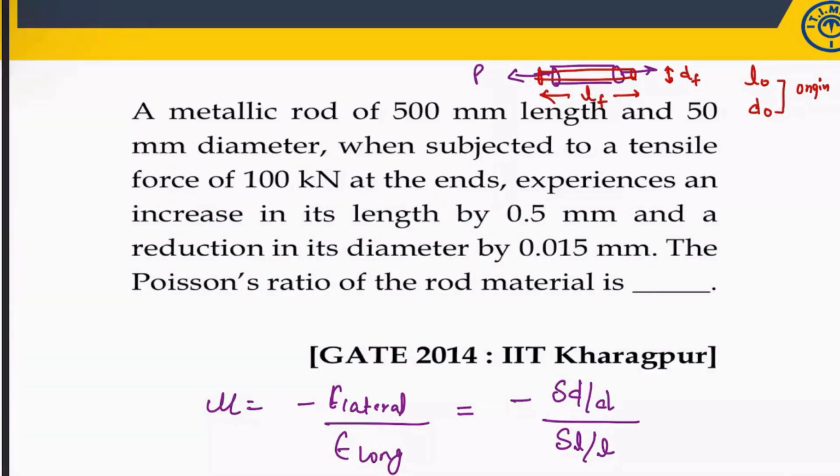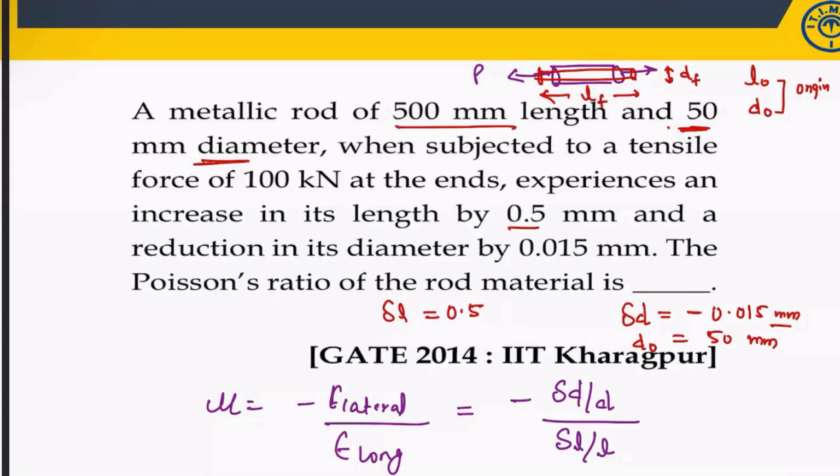Very simple. First of all, this is the change in diameter. Now they have given the reduction in diameter. Reduction in diameter means the diameter is decreasing. So I can write delta D is given as minus 0.015 mm, reduction in diameter. What is the original diameter? Original diameter is given as 50 mm. Increase in the length means delta L is given as 0.5. And what is the original length? Original length is 500 mm.